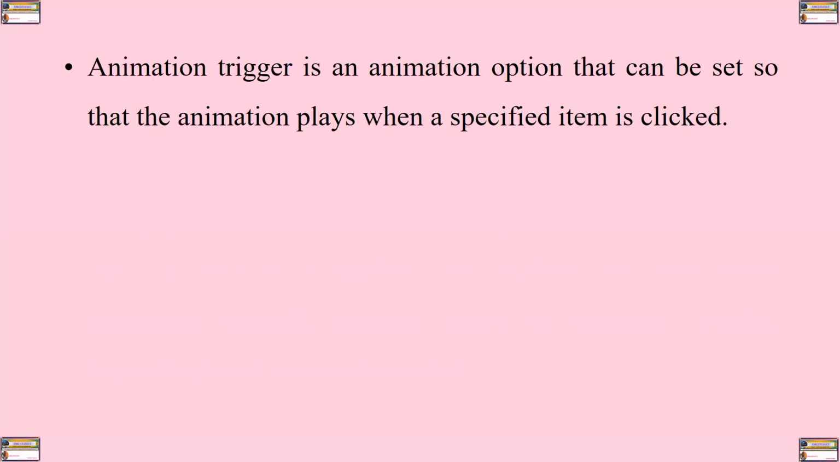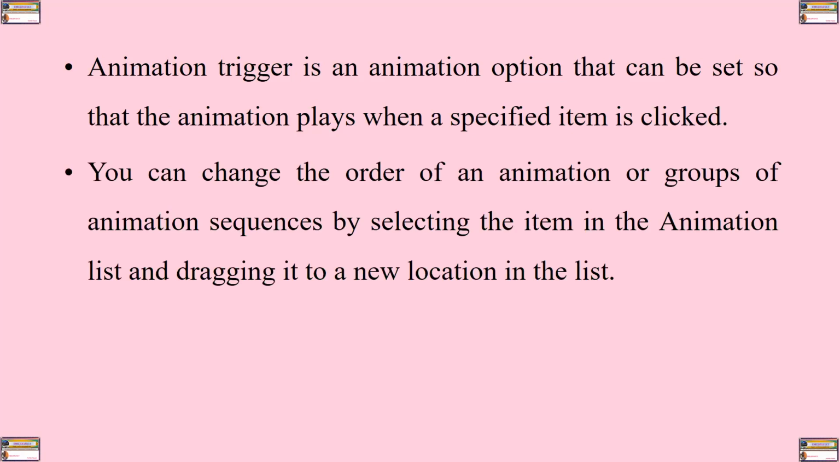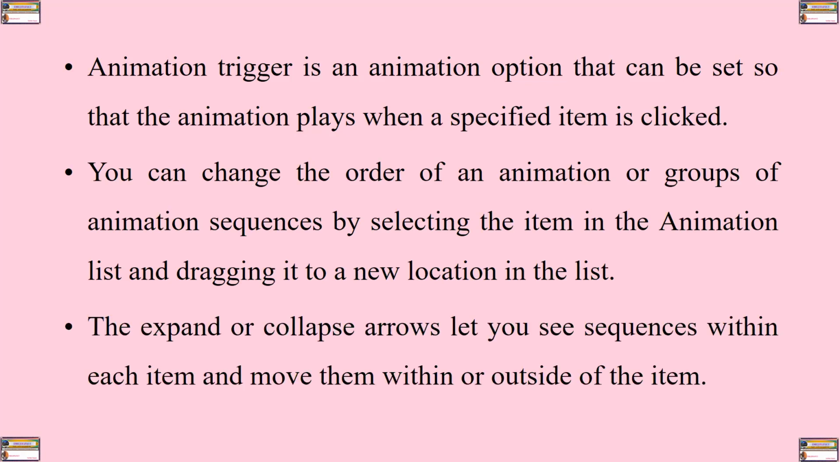Animation trigger is an animation option that can be set so that the animation plays when a specified item is clicked. You can change the order of an animation or groups of animation sequences by selecting the item in the animation list and dragging it to a new location in the list. The expand or collapse arrows let you see sequences within each item and move them within or outside of the item.